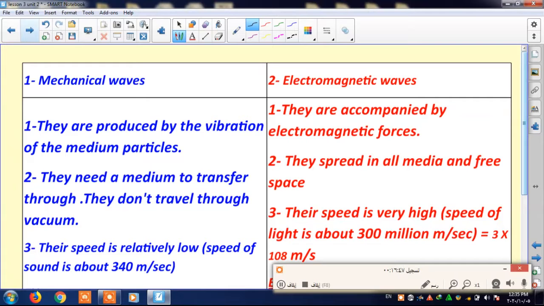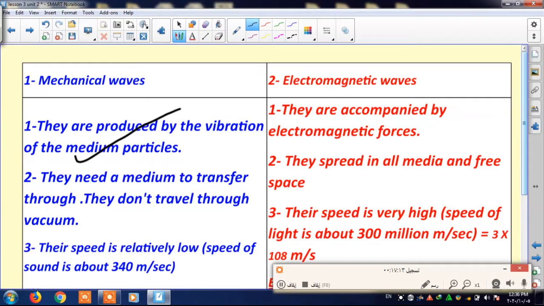Okay? When you have a violin or guitar and start to vibrate or move the string, you can hear sound. So the mechanical wave is the wave that is produced due to vibration of the medium particles, like the string, like the vocal cords. When they vibrate, they produce sound. So it is a mechanical wave.